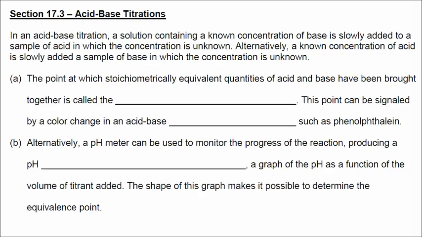All right, this is our next section, 17.3, acid-base titration. In an acid-base titration, we have a solution that contains a known concentration, for example, a base, and we're adding that to a sample of an unknown concentration, so that might be an acid. The point at which the stoichiometric equivalent quantities of acid and base have been brought together, we call this the equivalence point. And this can be signaled by using an acid-base indicator that changes color, such as phenolphthalein.